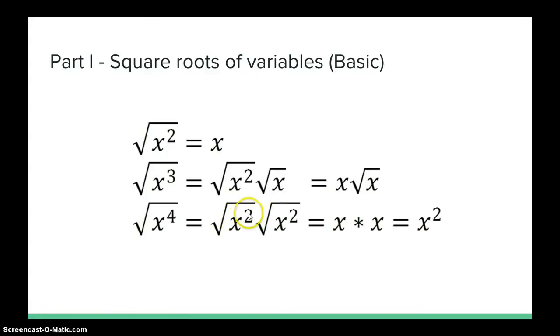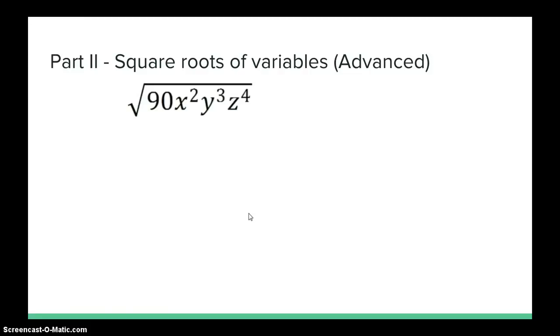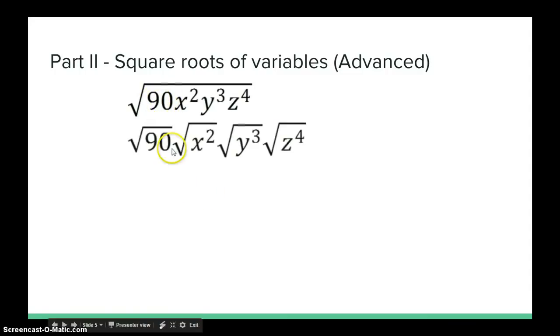How about that? Now, let's look at a real problem like what we're going to see. Here's what we start off with: the square root of 90 x squared y cubed z to the fourth. The first thing we're going to do is split this up into each one of these separate factors. So we have the square root of 90 times the square root of x squared times the square root of y cubed times the square root of z to the fourth. Split each one of those up. Start off by doing that. Then we simplify each one of these square roots.